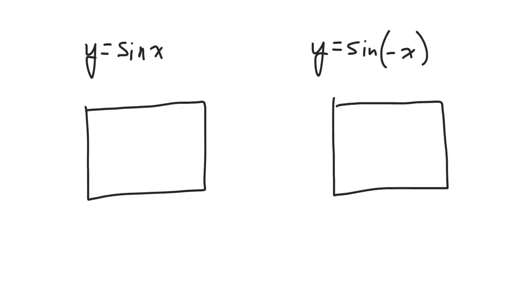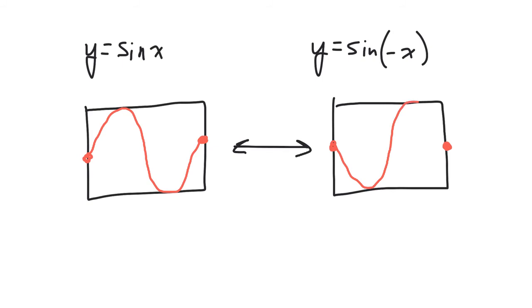Just a side note, for horizontal reflections, when you're dealing with sine curves, the parent function, y equals sine x, looked like that. If I do a horizontal reflection, this point is now here, and this point is now here. So it actually does look different for a sine curve when you have a horizontal reflection.